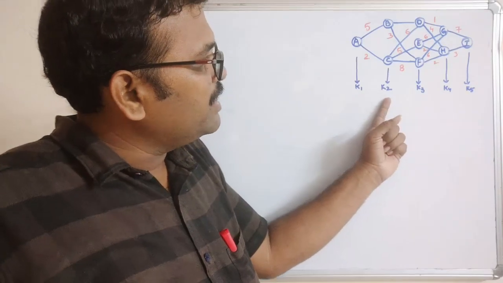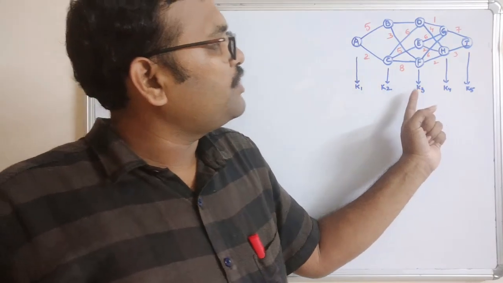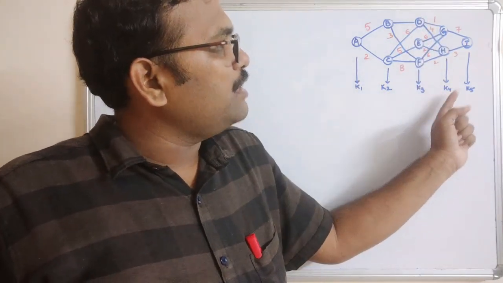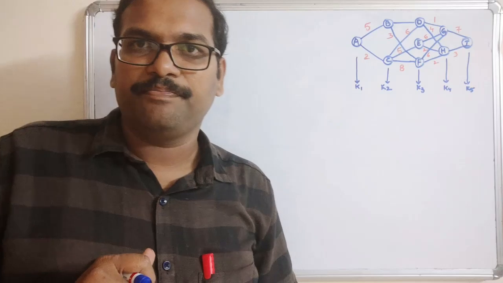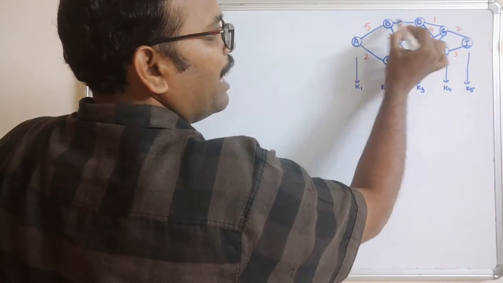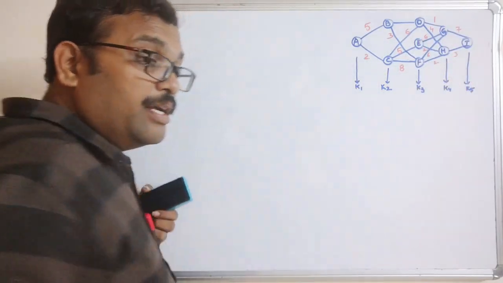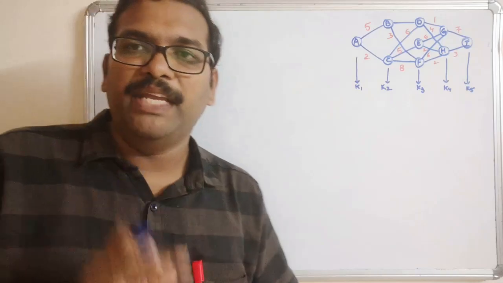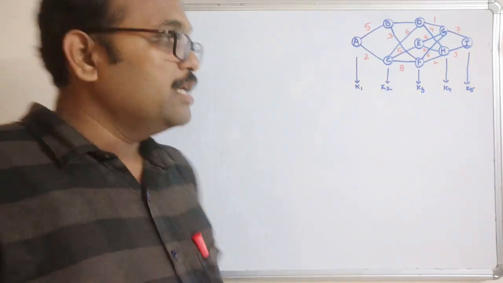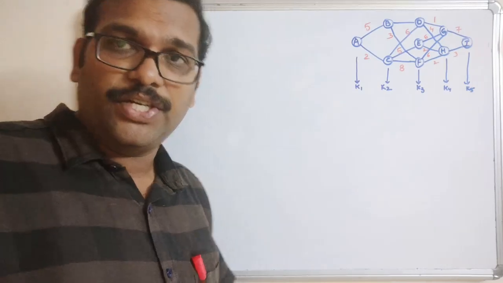Similarly in stage 2 we have 2 different vertices. Stage 3, 3 vertices. Stage 4 again 2 vertices, right? And you can see B has 2 possible paths, C has 3 possible paths. Among these we have to find out the minimum, right? So first we need to start with the last vertex, that means the destination, right?